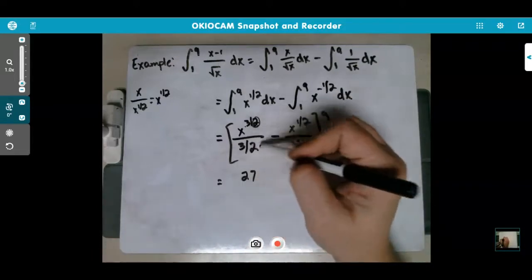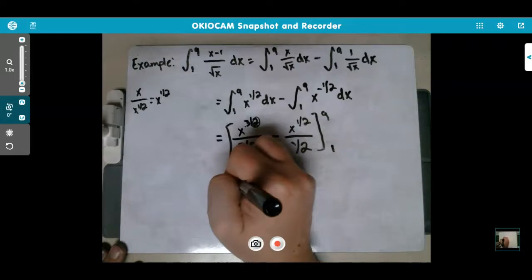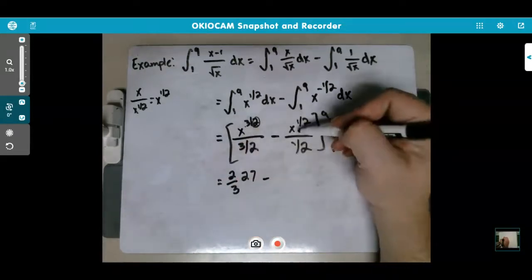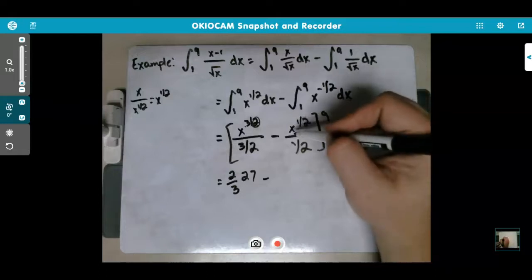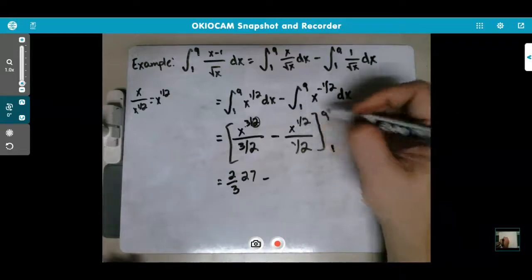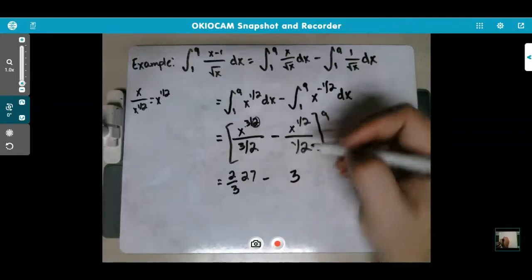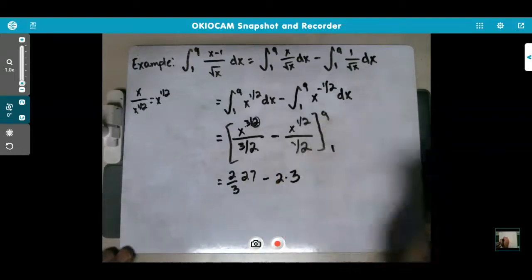Dividing by 3/2 is like multiplying by 2/3. And then minus, plug in a 9 here. 9 to the 1/2 is like doing the square root. So the square root of 9 is equal to 3. Dividing by 1/2 is like multiplying by 2.